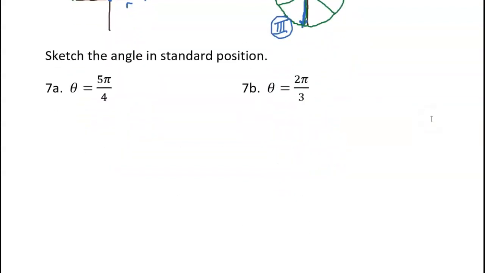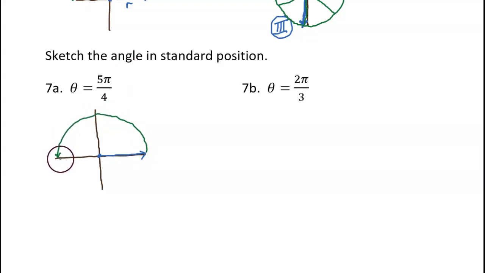Next, number 7a, sketch this angle in standard position. So we need the y-axis and the x-axis. The initial side of the angle starts at the origin and traces the x-axis going to the right. This angle has a positive measure. It's created by rotating in a counterclockwise direction. So take the end of this ray and rotate around in this direction.